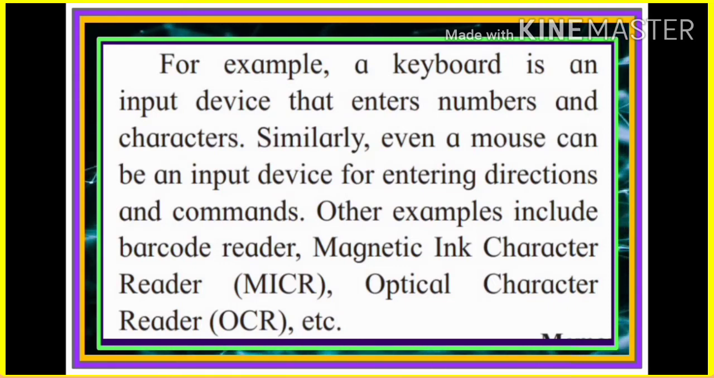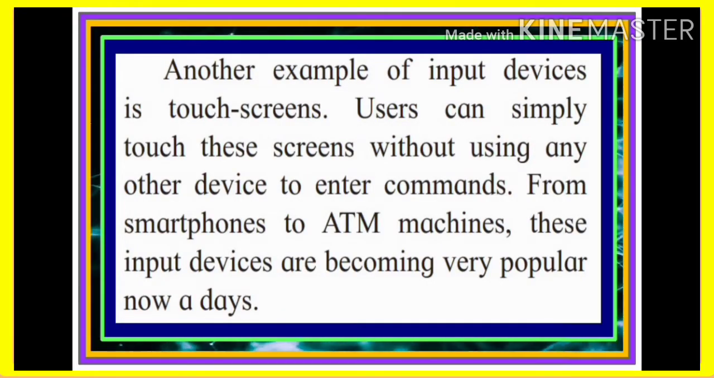And the input may be numbers, words, actions or commands. For example, a keyboard is an input device that enters numbers and characters. Similarly, a mouse can be an input device for entering directions and commands. Other examples include barcode reader, magnetic ink character reader, that is MICR, and optical character reader, OCR. Another examples of input devices are touchscreen, pointing devices, microphone, light pen, mouse, etc.